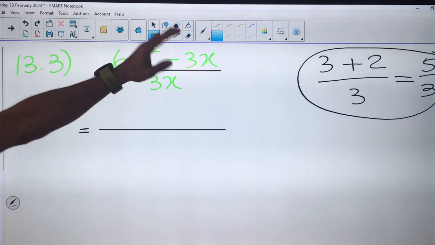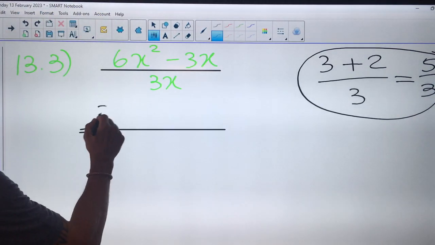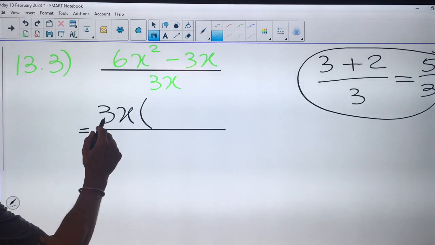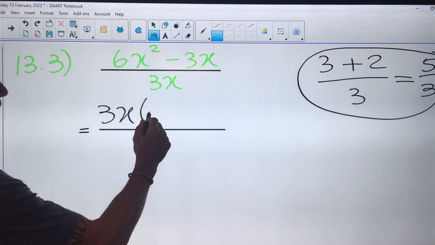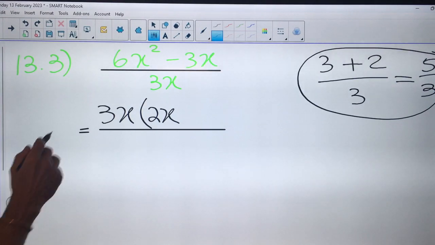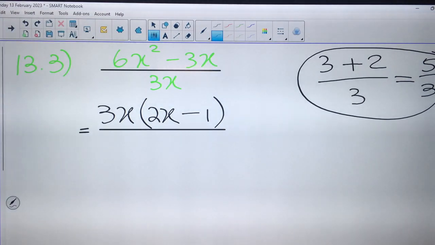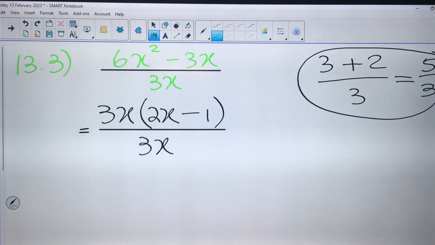So how do we factorize that? What is the common factor here? 3x. So now we have to check what is left. 3x times what will give me 6x? 3 times what will give me 6? 2. And we're short an x there as well. The 3x divides into the minus 3x minus 1 times. And the 3x at the bottom is still the 3x at the bottom.